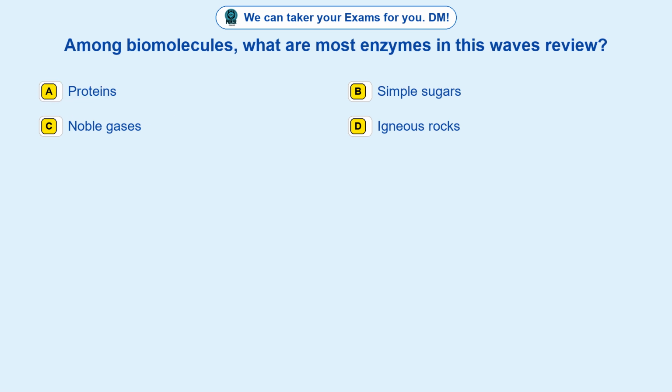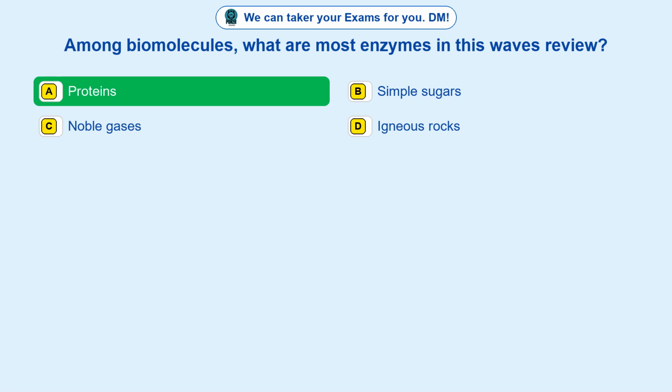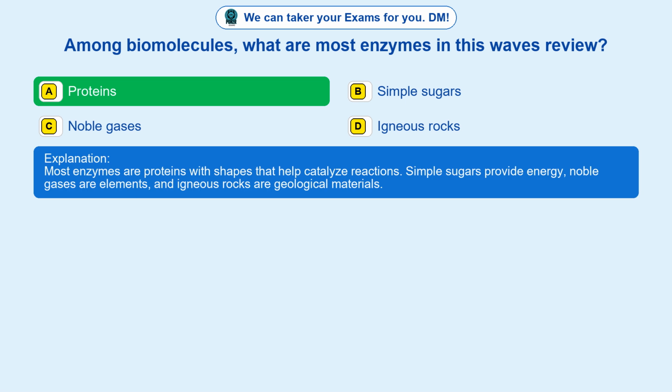Question 30. Among biomolecules, what are most enzymes in this waves review? Option A, proteins. Option B, simple sugars. Option C, noble gases. Option D, igneous rocks. The correct answer is option A. Proteins. Most enzymes are proteins with shapes that help catalyze reactions. Simple sugars provide energy, noble gases are elements, and igneous rocks are geological materials.